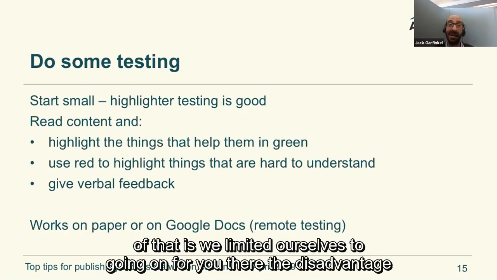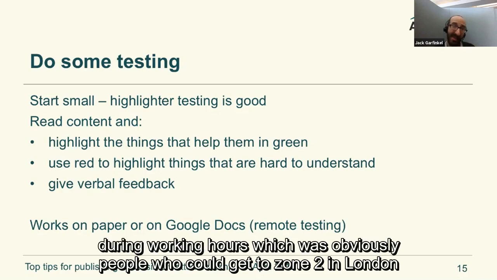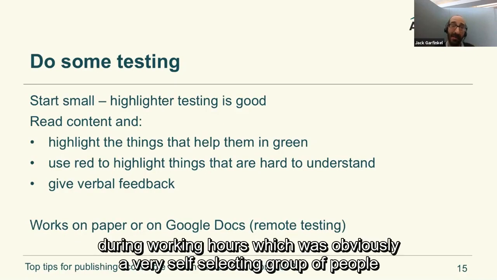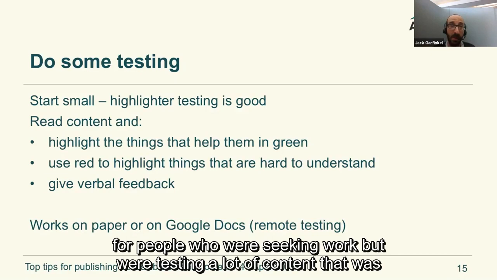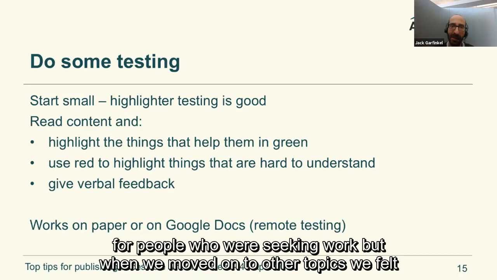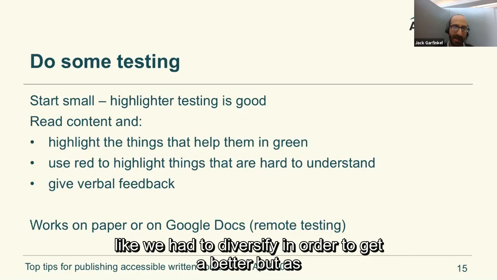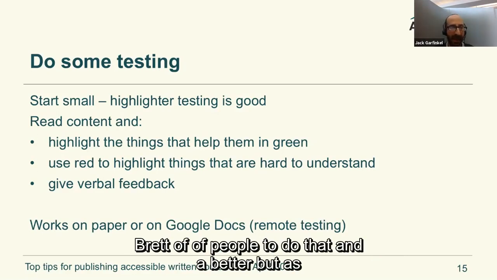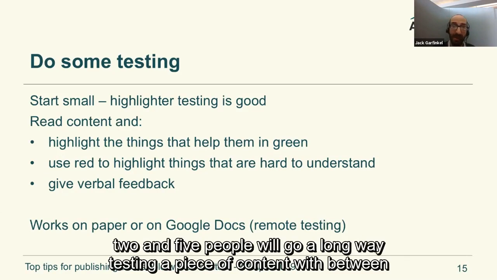The disadvantage of that is that we limited ourselves to people who could get to Zone 2 in London during working hours, which was obviously a very self-selecting group of people. And for some people that was fine. We were testing a lot of content that was for people who were seeking work. But when we moved on to other topics, we felt like we had to diversify in order to get a better spread of people. And testing a piece of content with between 2 and 5 people will go a long way.